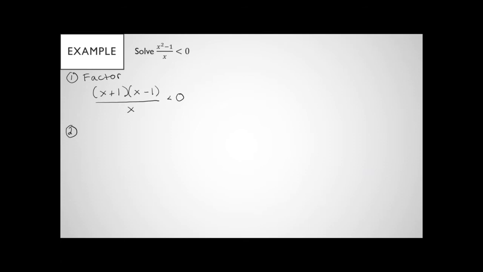Step 2 then is to find the zeros and the asymptotes. So the zeros come from the top and the asymptote comes from the bottom. And you set each of these factors equal to 0. So you're going to have x plus 1 equal to 0, x minus 1 equal to 0, and x equals 0. So since we have three factors, we're going to have 3 equations. And when you solve, you get x equals -1, x equals 1, and then of course our x equals 0.